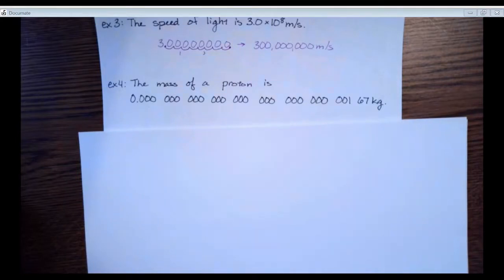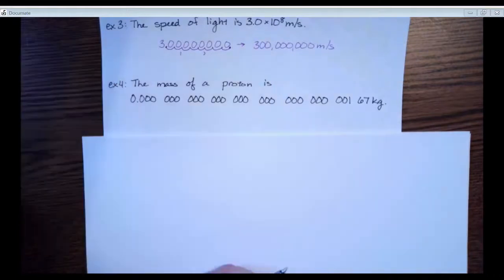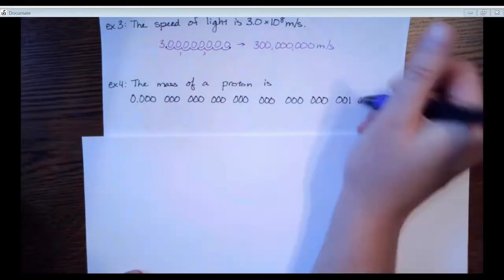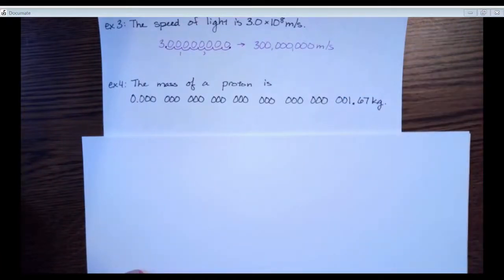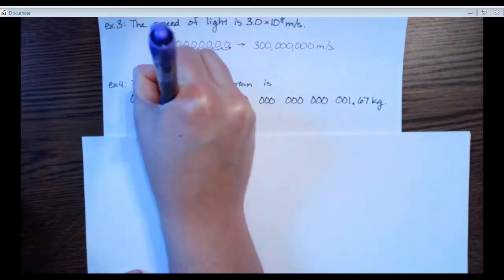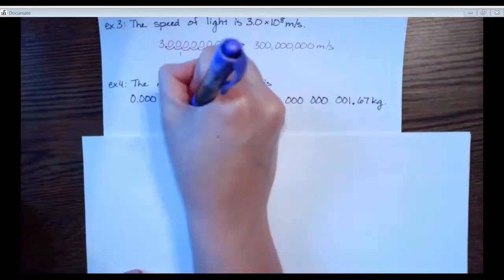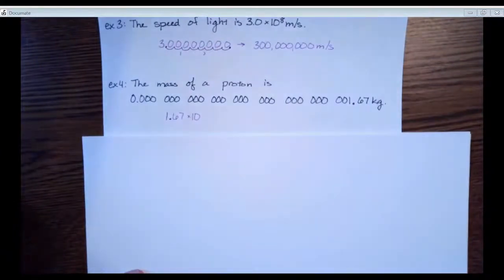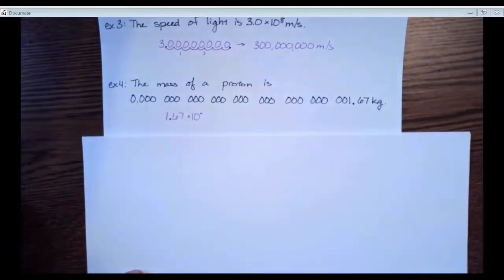So let's first think about where we want to put the decimal, because we need that number in front to always be between 1 and 10. So I'm going to go ahead and put my decimal point right there between my 1 and my 6. So that gives me 1.67. So if I write that out, 1.67, and I know it's going to be times 10 raised to some negative power. And I know it's negative because I have a small number.